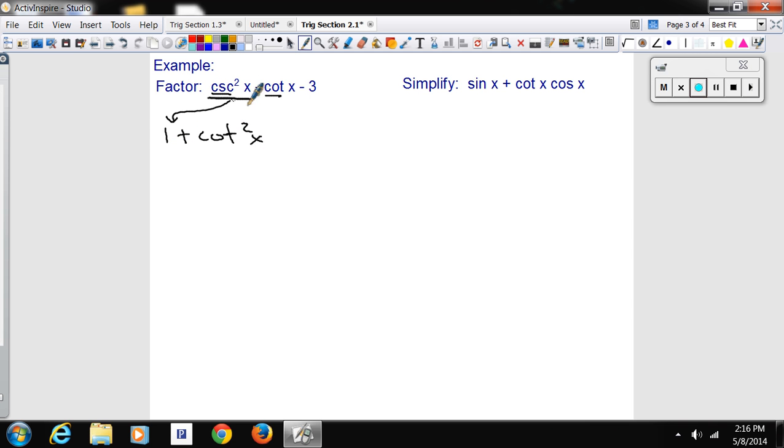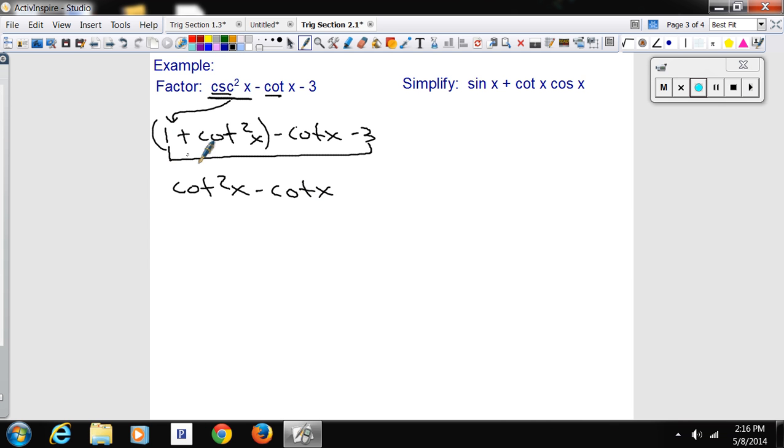So I'm going to take this out and I'm going to put this in its place. And then minus cotangent and then minus 3. I'm going to bring everything else down. So now I have cotangent. I don't have anything but cotangent. I do need to combine my like terms, the numbers, the 1 and the negative 3. So I'm going to still have cotangent squared. I'm going to still have a negative cotangent. But what is 1 minus 3 over here?